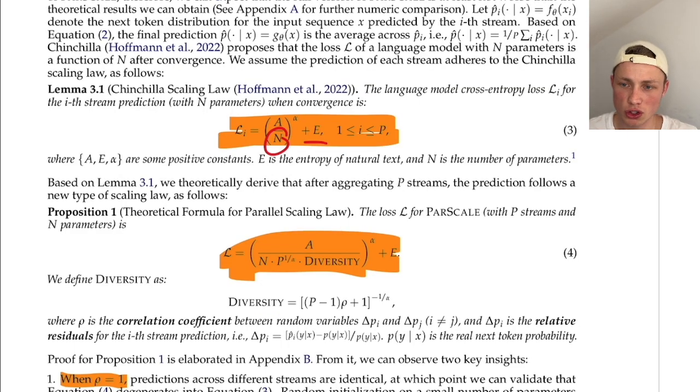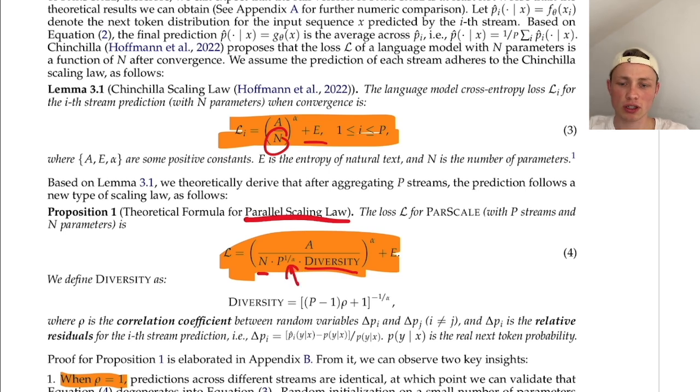On top of the Chinchilla scaling law, they introduce their new scaling law, the parallel scaling law, and what we can see here, we also have our parameter N, and we have two more parameters. One is the diversity, and the diversity calculates how diverse the output of the P streams is. So if we have P streams, we look at the outputs, and if they're correlating a lot, this means that the outputs are not diverse, and therefore the diversity is smaller, and this makes the loss higher.